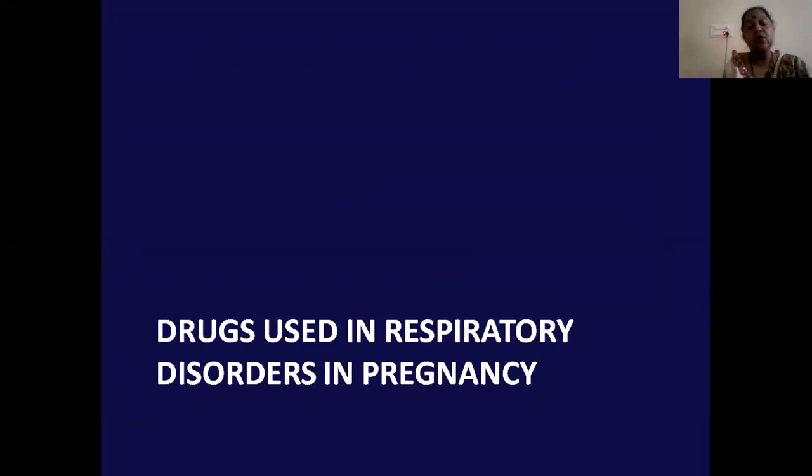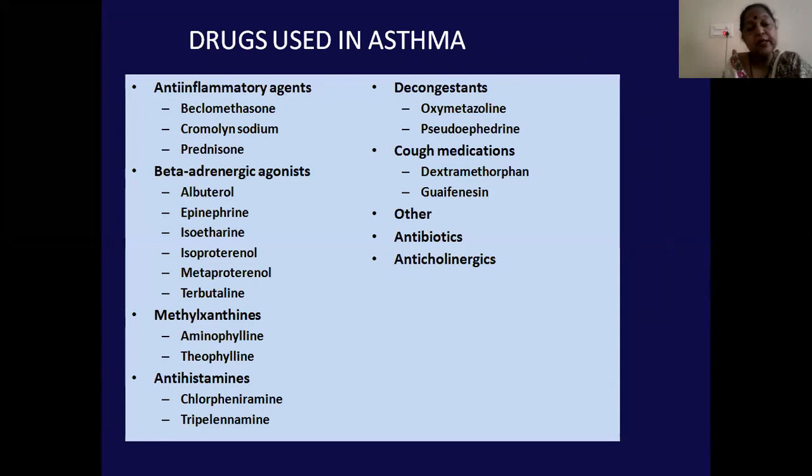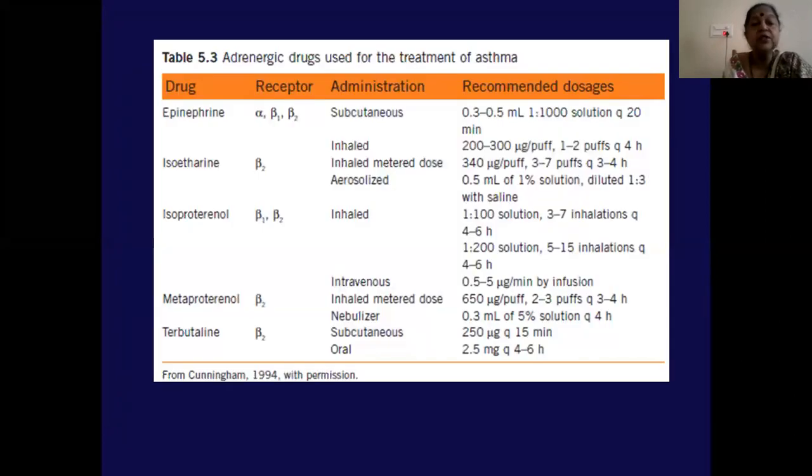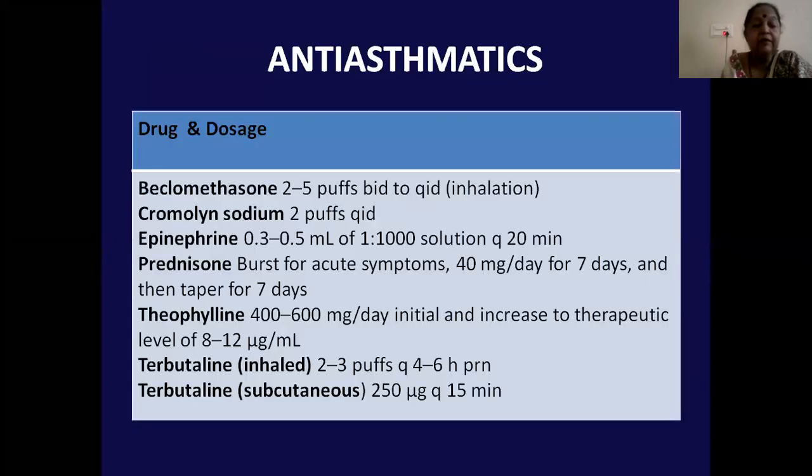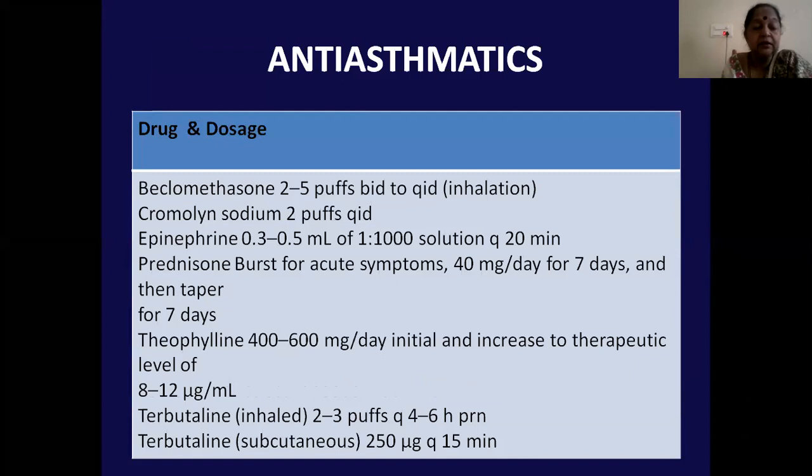Now, drugs in respiratory disorders in pregnancy; these are the common drugs in asthma. So these are anti-inflammatory, beta-adrenergic agonists, then methylxanthines, antihistaminics, decongestants, cough medication, antibiotics, and anticholinergics. Out of which adrenergic drugs can be safely used in asthma, and they are safe. And even the steroids, we know that they are locally acting and they are given as a puff. These are also relatively safe in pregnancy. And whenever we are giving steroids, we have to taper them, and we have to weigh how breathless the patient is and how her oxygen saturation is being maintained. So it is always tailor-made treatment for asthmatics.